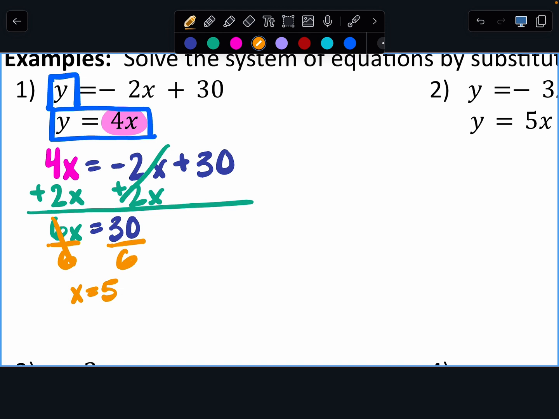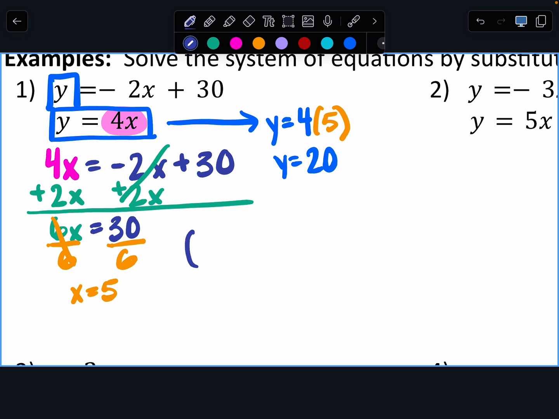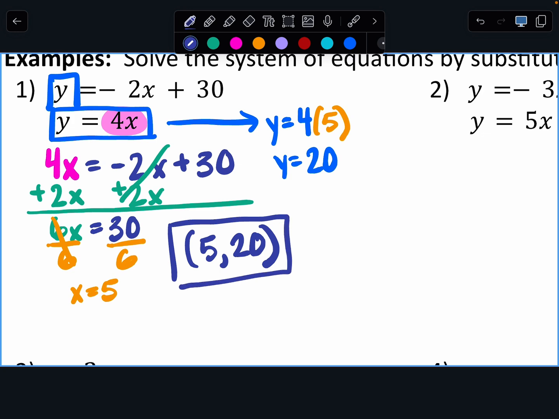Now that I know that, I can figure out what y is, because I know that y equals 4x. If y equals 4x, then I could say that y equals 4 times 5. So y equals 20. So the solution is (5, 20). That is the point where these two lines would intersect on a graph.